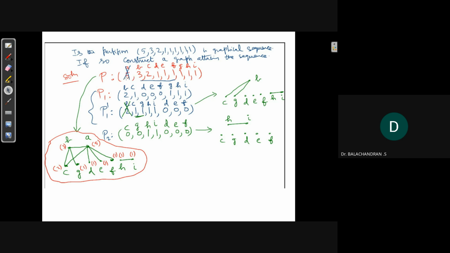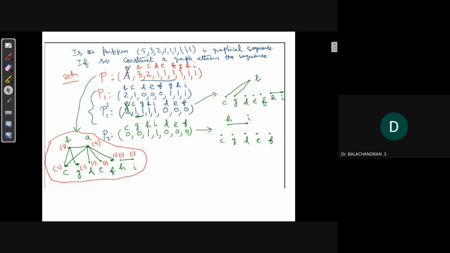So first I'll take 5: 1, 2, 3, 4, 5. From the first 5, I am subtracting 1 from each of the next five: 1, 1, 1. So 3 minus 1 is 2, 2 minus 1 is 1, and the rest are 0, 0, 0, and then 1, 1, 1. First, I should write it in descending order: 2, 1, these 3 ones, and then 0, 0, 0.